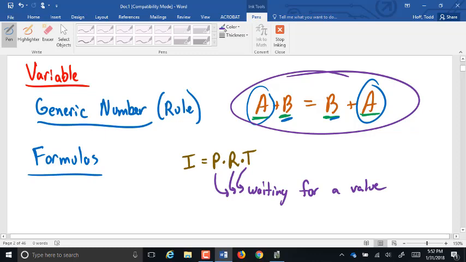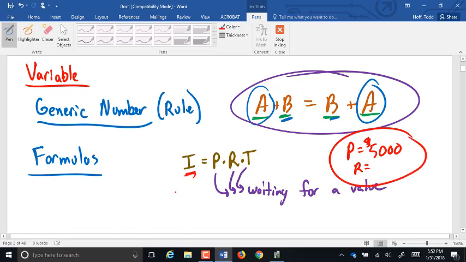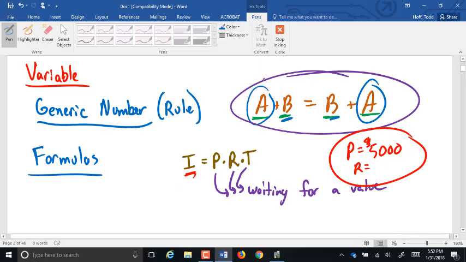So at some point, we might say that the principal P is equal to $5,000, and that R is equal to whatever percent we're going to put in there, and T is equal to so many years. They're waiting for values to be given to them, and once we give them values, we can calculate the missing pieces. We're going to use a lot of them in that form in this class. The whole third unit of this class is formulas.